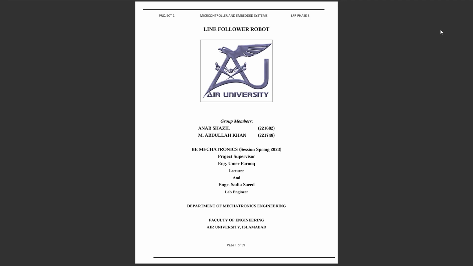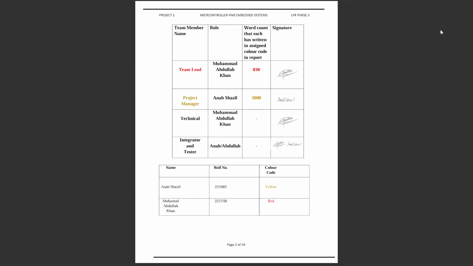The name of the project is a line follower robot, which is done by me and my group member with roll numbers 221682 and 221748. This was done under the supervision of Engineer Umar Farooq and Engineer Sadia Said, in the Department of Mechatronics Engineering, Air University, Islamabad.